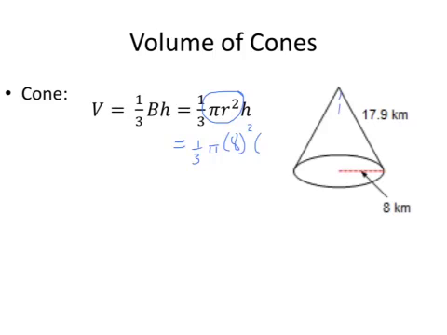Now in this case, I don't know my height. Since it's a right cone, I can figure out my height though. So I can use Pythagorean theorem, so h squared plus 8 squared should equal 17.9 squared. So I get h squared equals 256.41, and I take the square root of that to find h is 16.01, and that is kilometers.